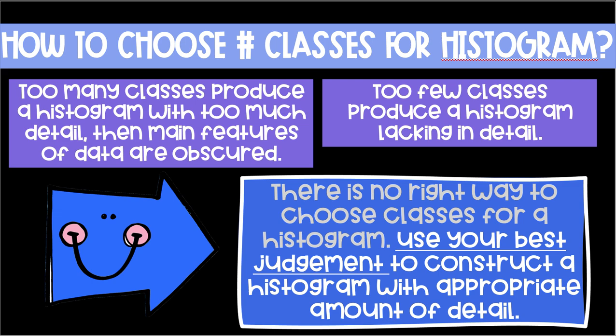There's no right way to choose your classes for a histogram. Just use your best judgment, and if you make a mistake and you cannot see a behavior on your histogram or for your data, just start over and add or reduce the number of classes.